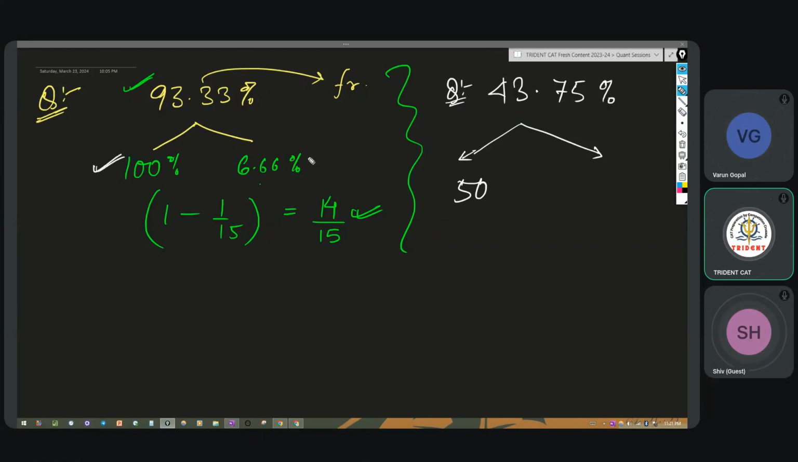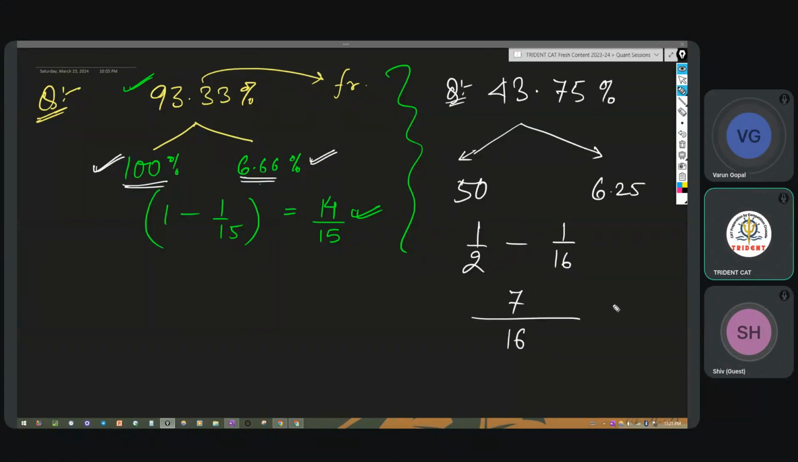That is what I keep on asking. Now you guys don't listen. These are the numbers that should come to your mind: 50 and 6.25. And now think of the fraction equivalent. Half minus 6.25 is nothing but 1 upon 16. 7 by 16, 16 is common. This is 8 minus 1. That is 7 by 16.